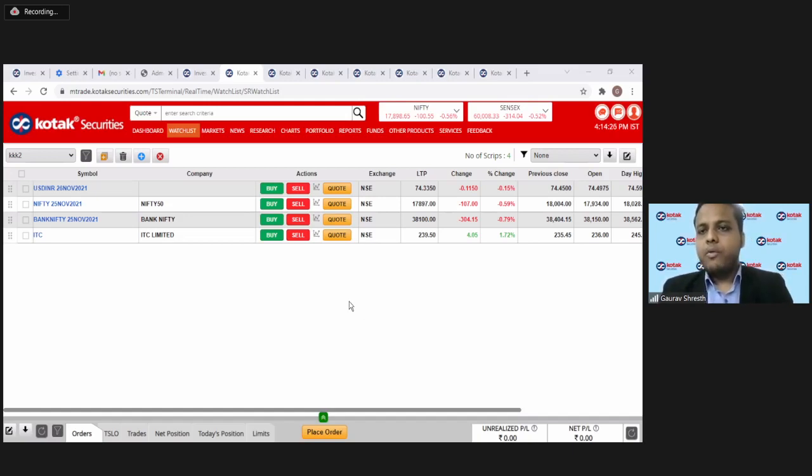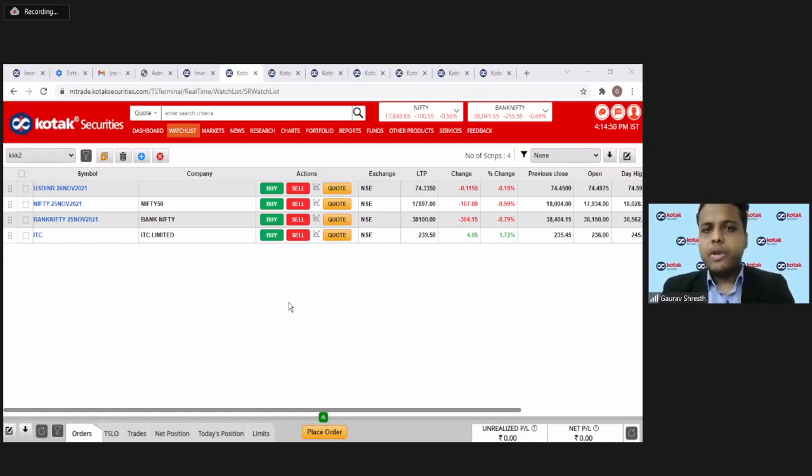Basically, charts help you see the price action, the historical price action, and you can add many indicators and support and resistance in the chart, and by doing that you will be able to predict the future price movement. How you can open charts and how you can enter the indicator, I will show you in the demo. So this is the watch list which you can see on your screen right now.